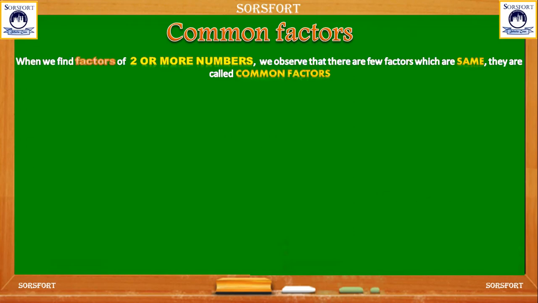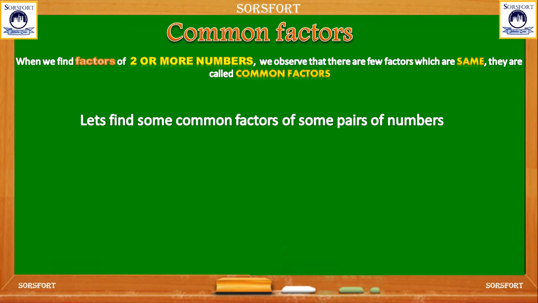Today we will learn about common factors. In the previous chapter we learned what is a factor. When we find factors of two or more numbers, we observe that there are a few factors which are the same. They are called common factors. Let's find some common factors of some pairs of numbers.